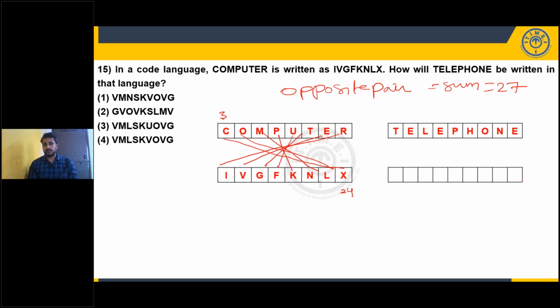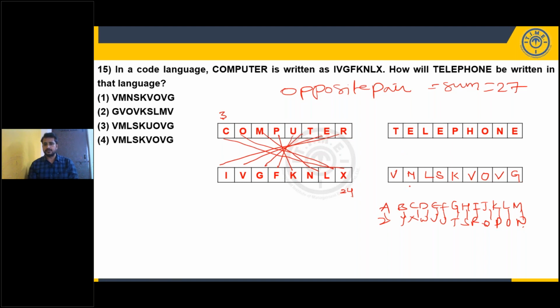So telephone: T's opposite pair is G, E is V, L is O, E is V again, P is K, H is S, O is L, N is M, E is V. If you are unable to remember, in the exam paper you can write like this: A to M, then write N to Z in reverse order, starting from here. So A, Z, B, Y, C, X, D, W, E, V, F, U, G, T, H, S, I, R, J, Q, K, P, L, O, M, N are opposite pairs.